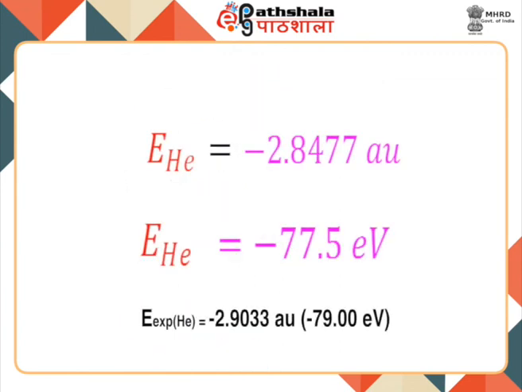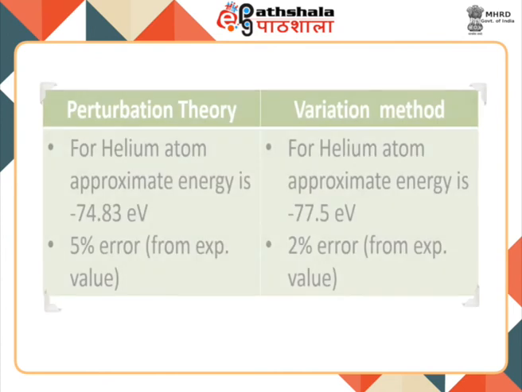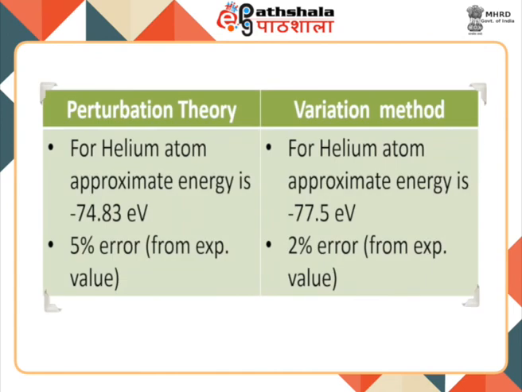The experimental value of the helium atom energy is minus 2.9033 AU or minus 79.00 electron volt. On comparing this energy with the variation approximate energy gives a result with 2% discrepancy. This result indicates that the variation method provides a fairly good route for solving complex quantum systems.